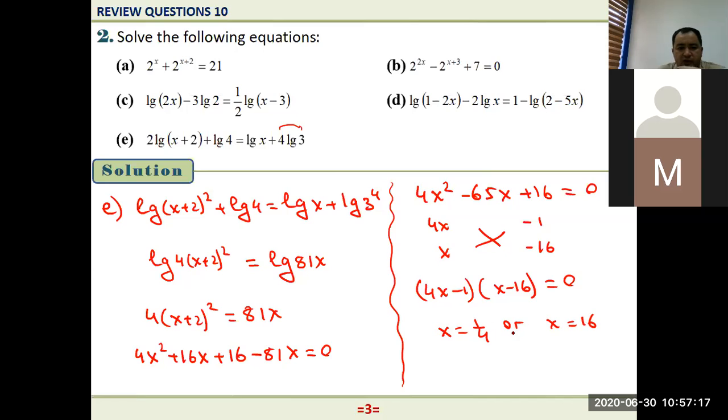Right? So always make sure that these are suitable answers. When it's 1 over 4, we have no problem here, we have no problem here, so that is the answer. And also as a positive number, substitute here, so no problem. So the equation has 2 solutions, that is 1 over 4 and 16.